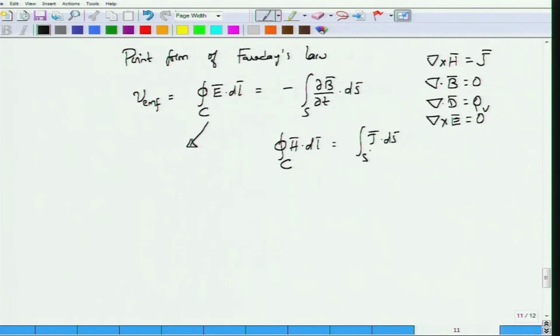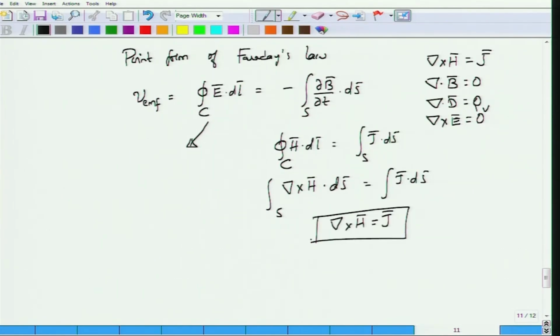And if you now write down the point form for this integral of H dot dl equal to integral of J dot ds, the left hand side can be rewritten as del cross H dot ds, over the same surface. This would be equal to J dot ds, and from here we wrote that del cross H is equal to J. This was by making use of Stokes theorem.